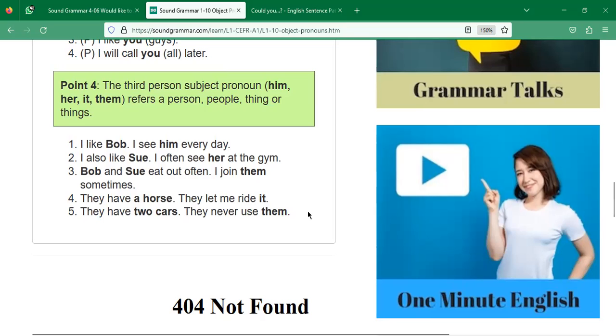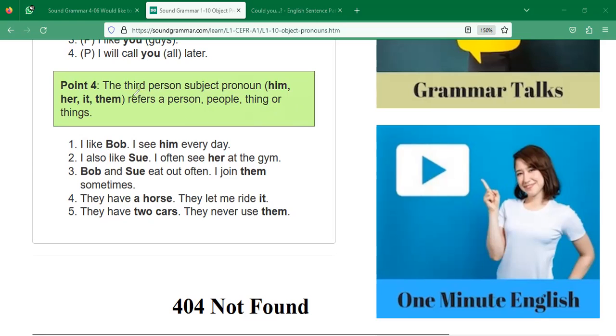Okay. 1, I like Bo. I see him every day. 2, I also like Sue. I often see her at the gym. 3, Bob and Sue eat out often. I join them sometimes. 4, they have a horse. They let me ride it. 5, they have 2 cars. They never use them. Excellent, very nice.